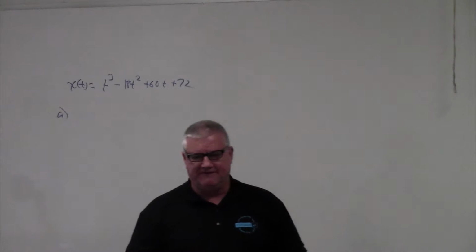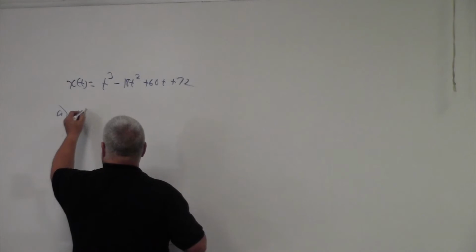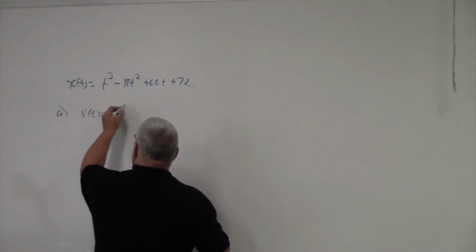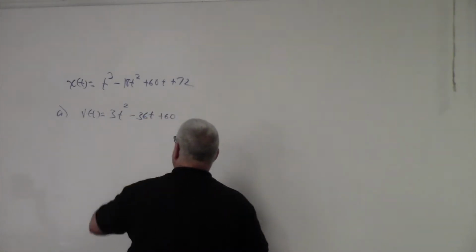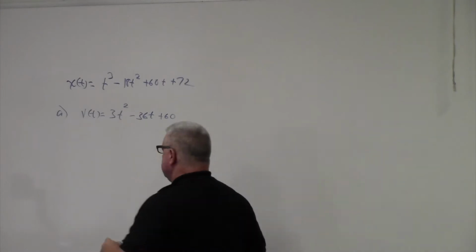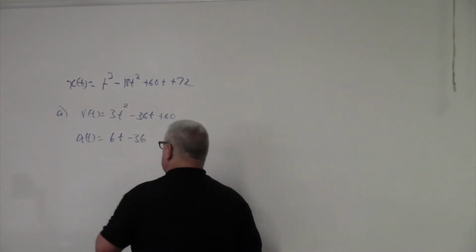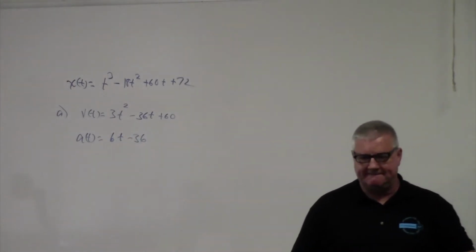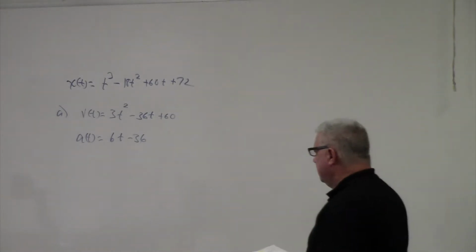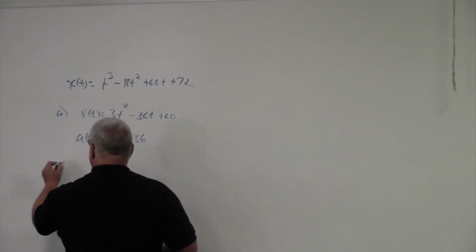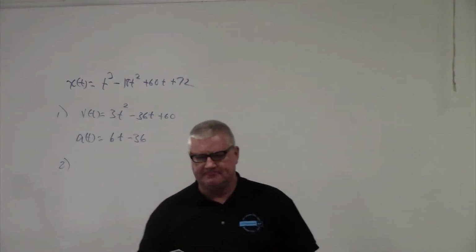All right, let's go. Number one: find v of t and a of t. What is v of t? 3t squared minus 36t plus 60, correct? Don't let me mess up. What is a of t? 6t minus 36. Everybody there? Okay. That's number one.